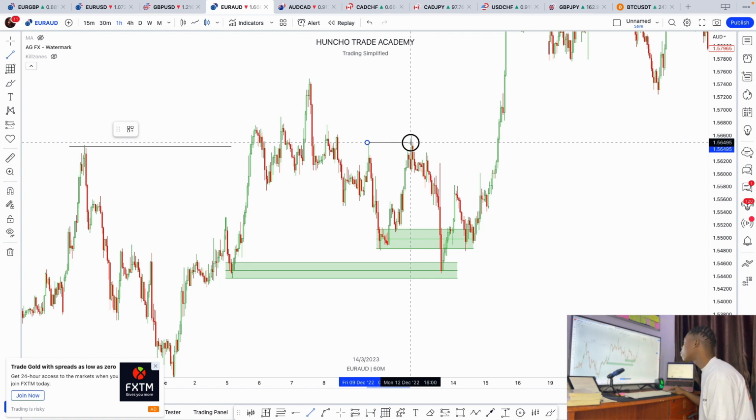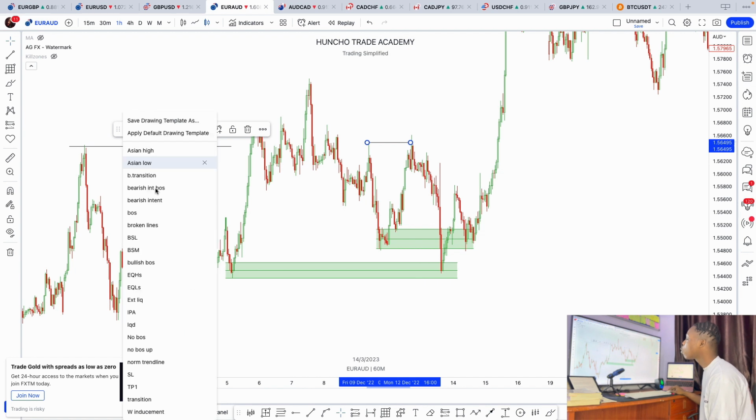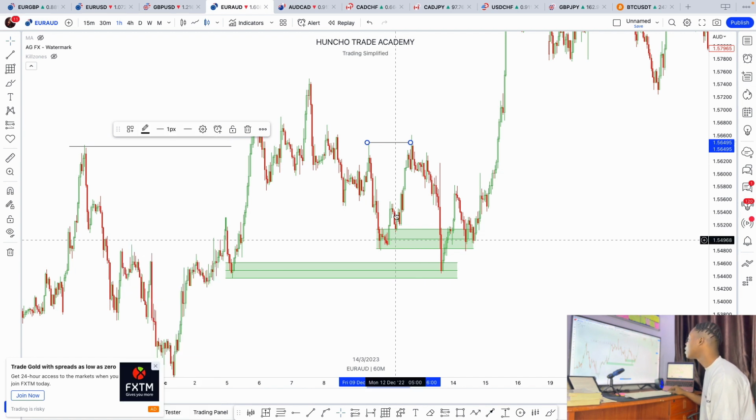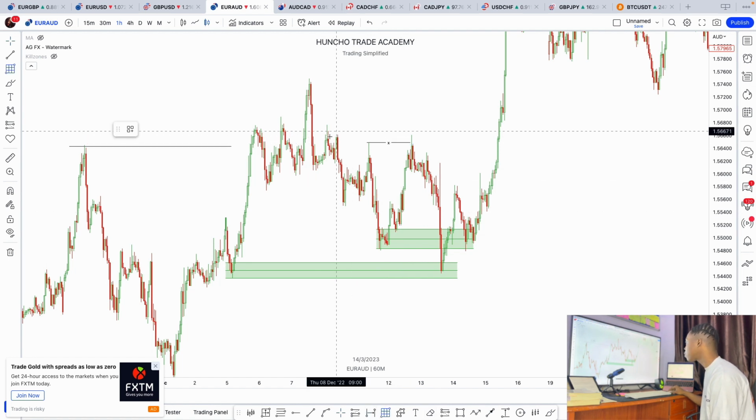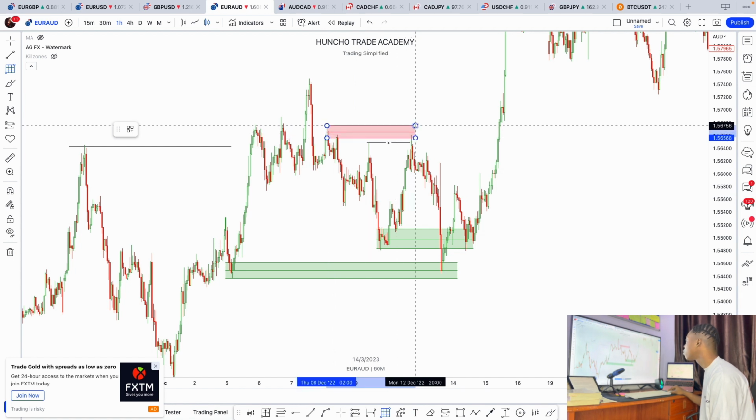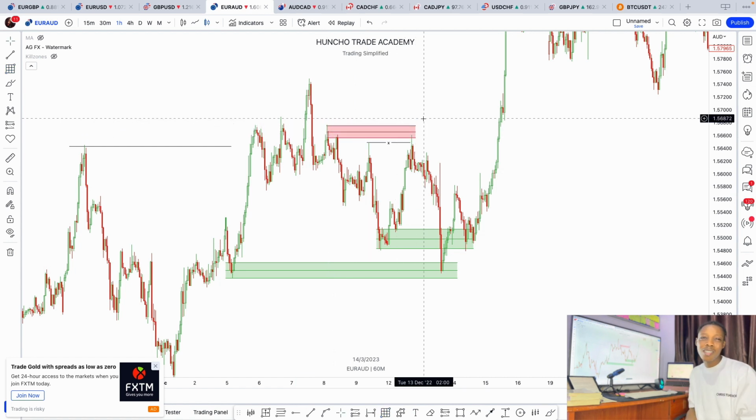So I like this kind of entry confirmation, so I call it extended liquidity. That is, price took out this liquidity and respected the one above, right? Price respected the one above this rejection block, so it's still giving me that sell confirmation. So I'm still looking to sell.